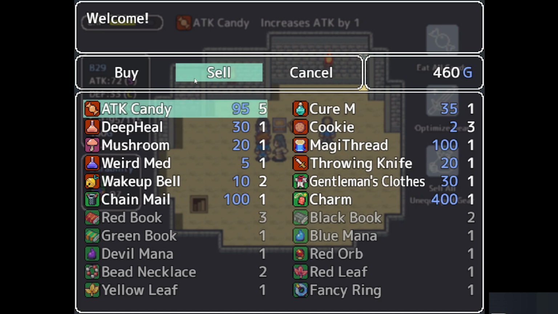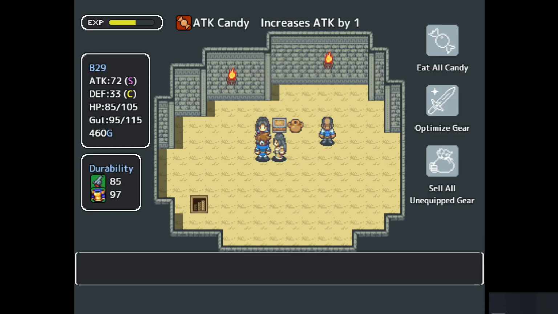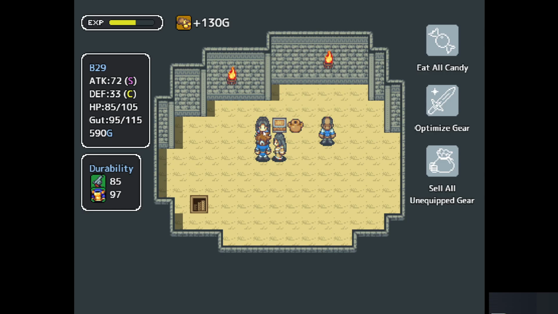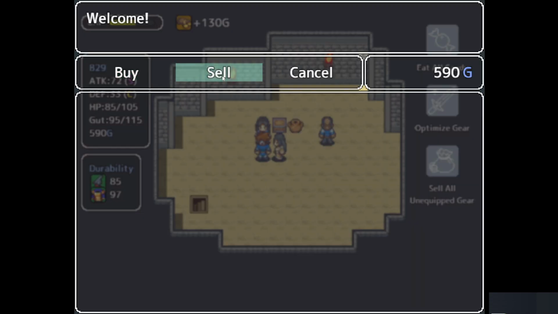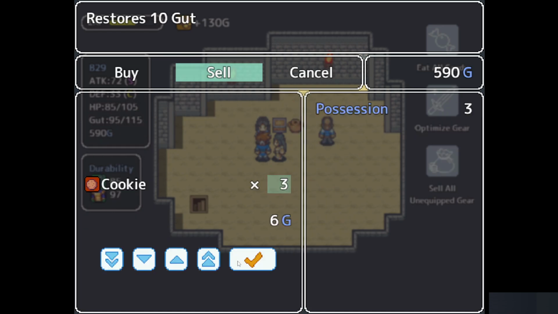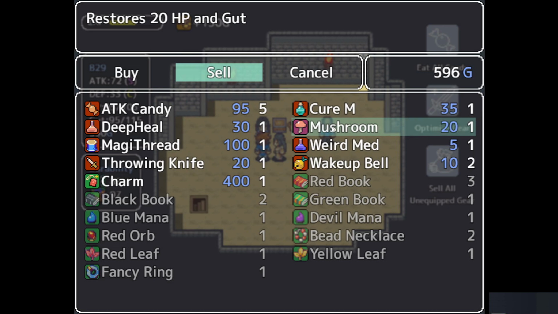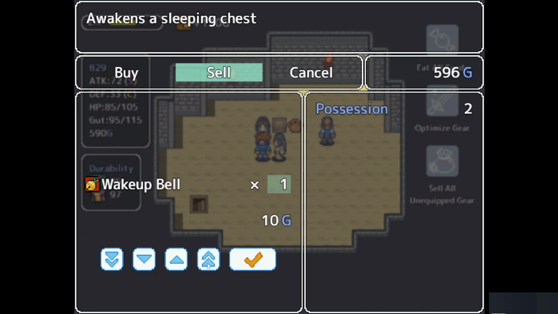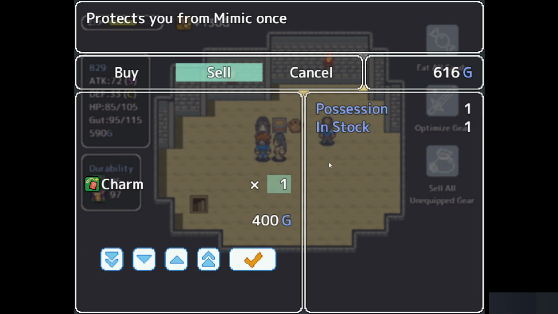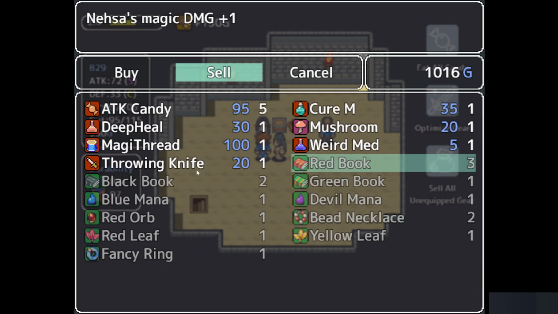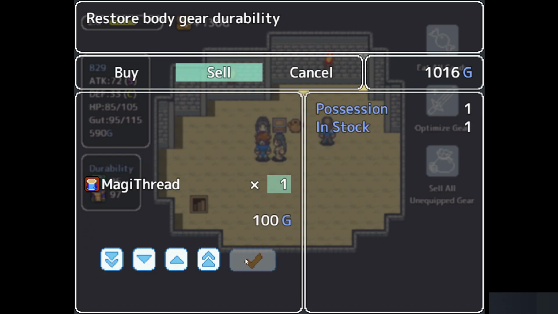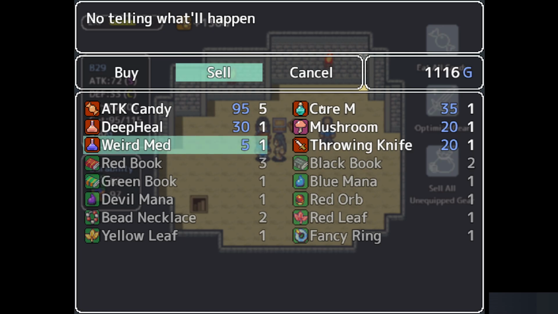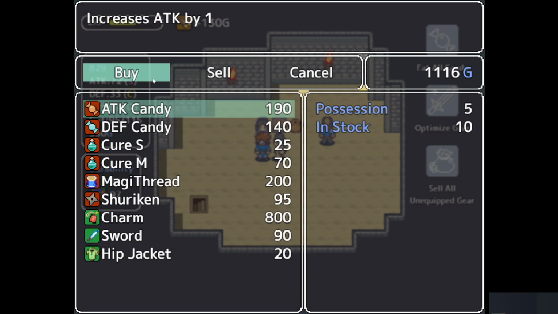Alright, first sell equipment. Yeah, make sure it's all optimal and then sell the extras. Cool. Alright, next let's sell any items that we no longer have use for. Alright, cookie. No, that's useful. The bells. The charm. And honestly, the Magi thread. That you really wanted me to buy. Yeah, well. Debate on selling that.